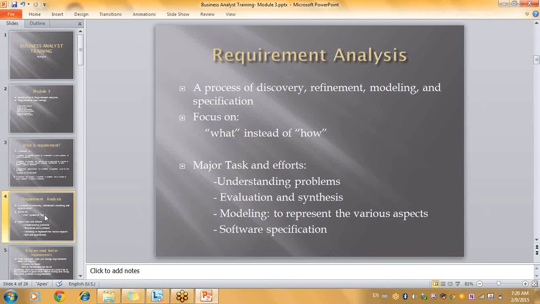These are the major tasks and efforts that we as a business analyst do during requirement analysis sessions. So these are the various tasks that we do, right? We focus on what instead of how it needs to be done when we do requirement analysis, basically.